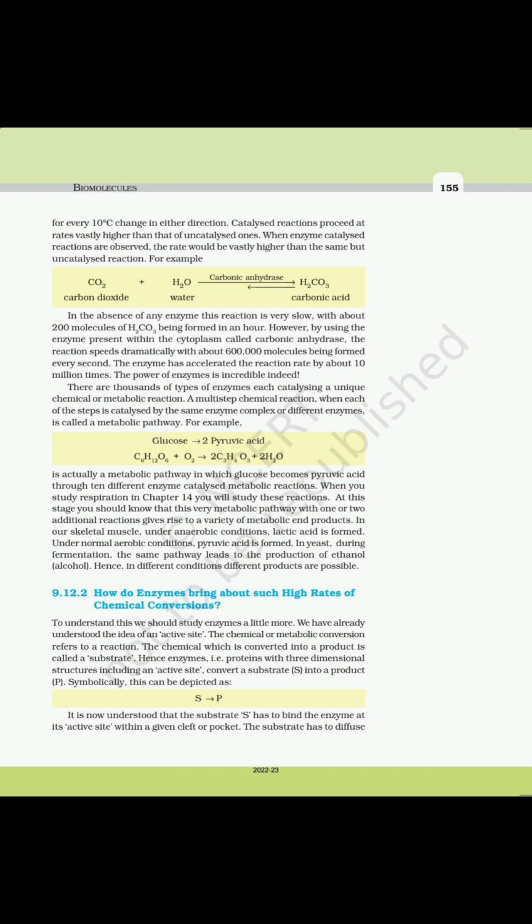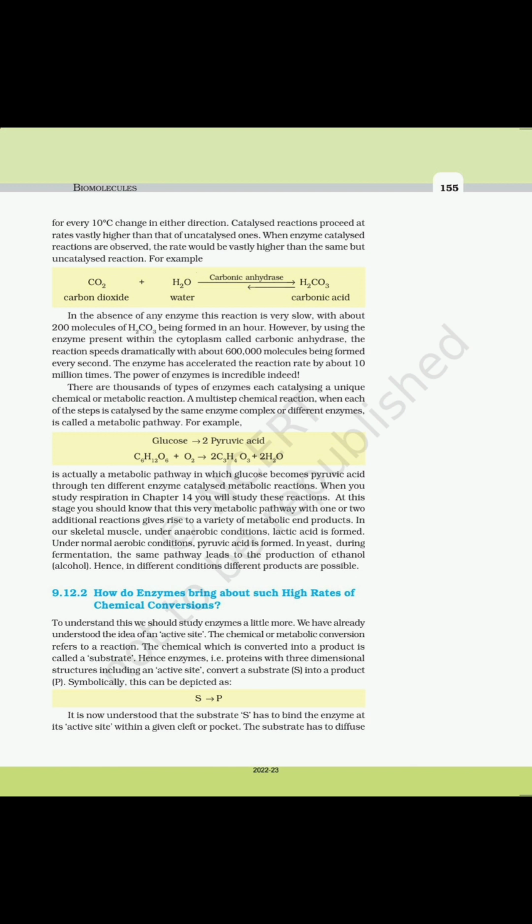In a skeletal muscle, under anaerobic conditions, lactic acid is formed. Under normal aerobic conditions, pyruvic acid is formed. In yeast, during fermentation, the same pathway leads to the production of ethanol, alcohol. Hence, in different conditions, different products are possible. 9.12.2 How do enzymes bring about such high rates of chemical conversions?